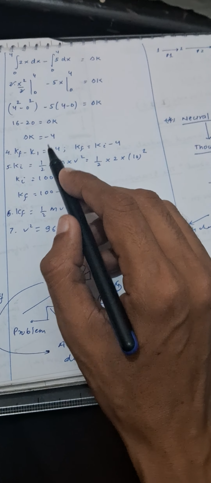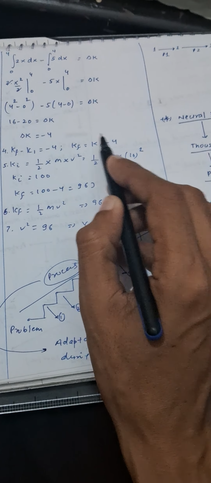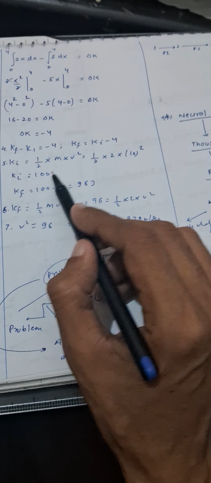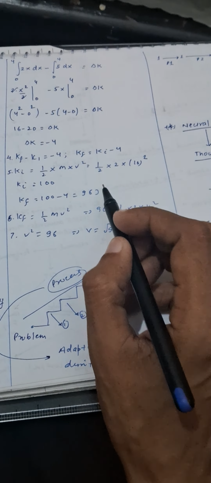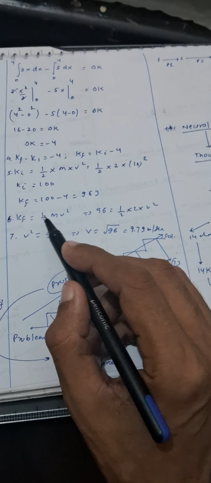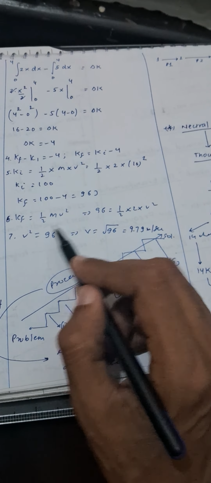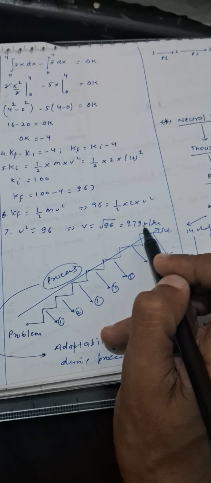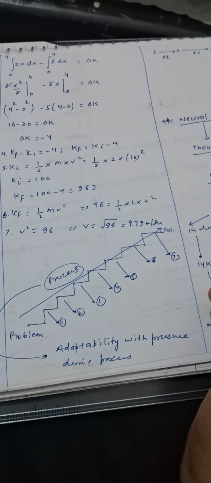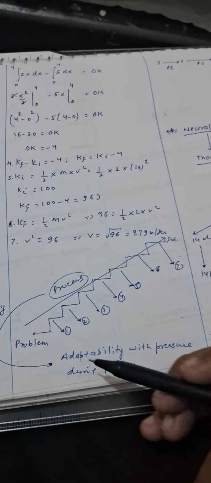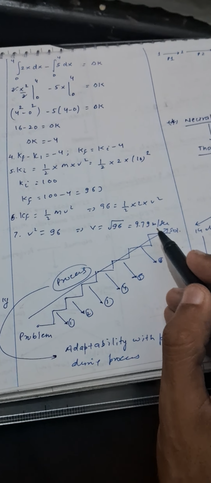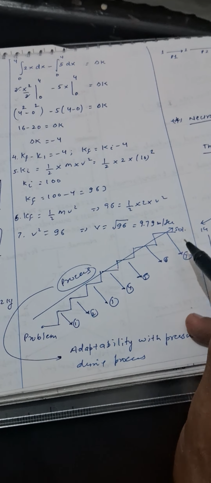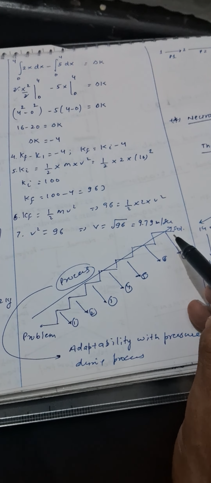Next, the difference in kinetic energy is minus 4, so final kinetic energy is initial minus 4. Next step, initial kinetic energy is 100, so final will be 96. Next, final kinetic energy is half m v squared, so from here we can say that v is approximately 9.79 meter per second, so root 96 is over there. So you see that solving this question requires 7 steps: step 1, 2, 3 and so on up to 7th, and then you get the solution.